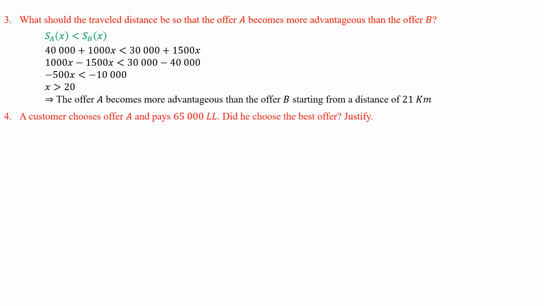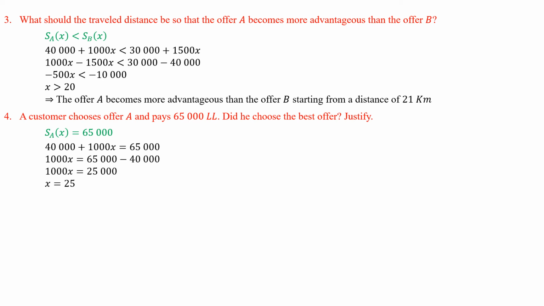In part 4, a customer chooses offer A and pays 65,000 Lebanese pounds. Did he choose the best offer? We have to justify our answer. The customer chooses offer A. That's why A of x is equal to 65,000. A of x is equal to 40,000 plus 1000x, then 1000x is equal to 65,000 minus 40,000. 65,000 minus 40,000 is equal to 25,000. Then x is equal to 25,000 divided by 1000. Then x is equal to 25.